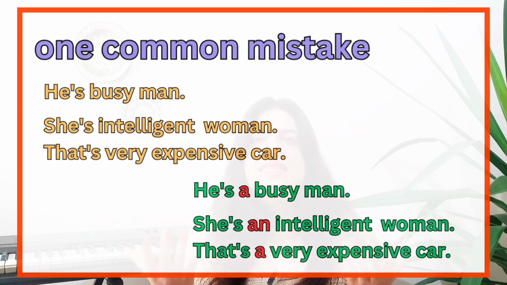There is one mistake that I often hear some students making with indefinite articles. He's busy man. She's intelligent woman. That is very expensive car. Do you know what's wrong with these sentences?